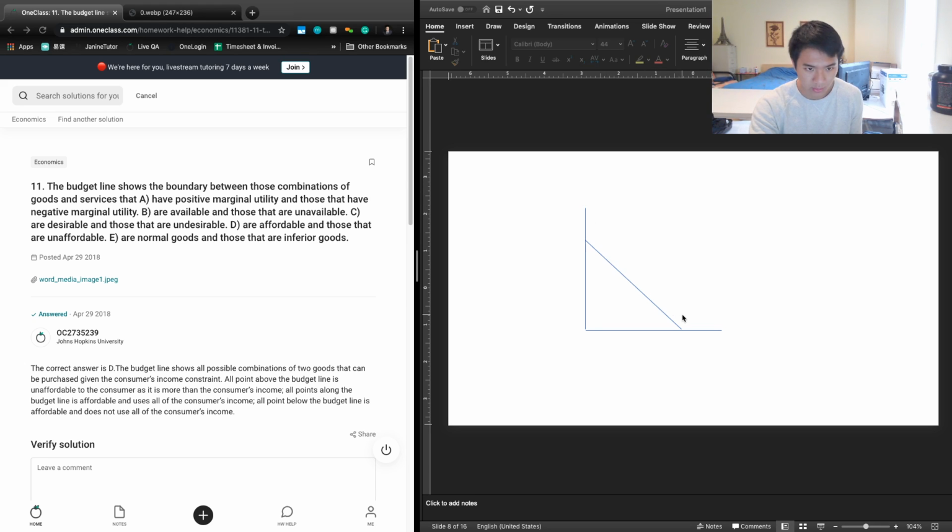What the budget line is basically saying is that these are all the possible bundles of goods you can have between these two goods that you are buying, given your budget. And so if we spend all of our money on good Y, we could buy this much of good Y. If we spend all of our money on good X, we could buy this much of good X. And we can buy combinations of good X and Y across the spectrum. Anything within the budget line is possible.